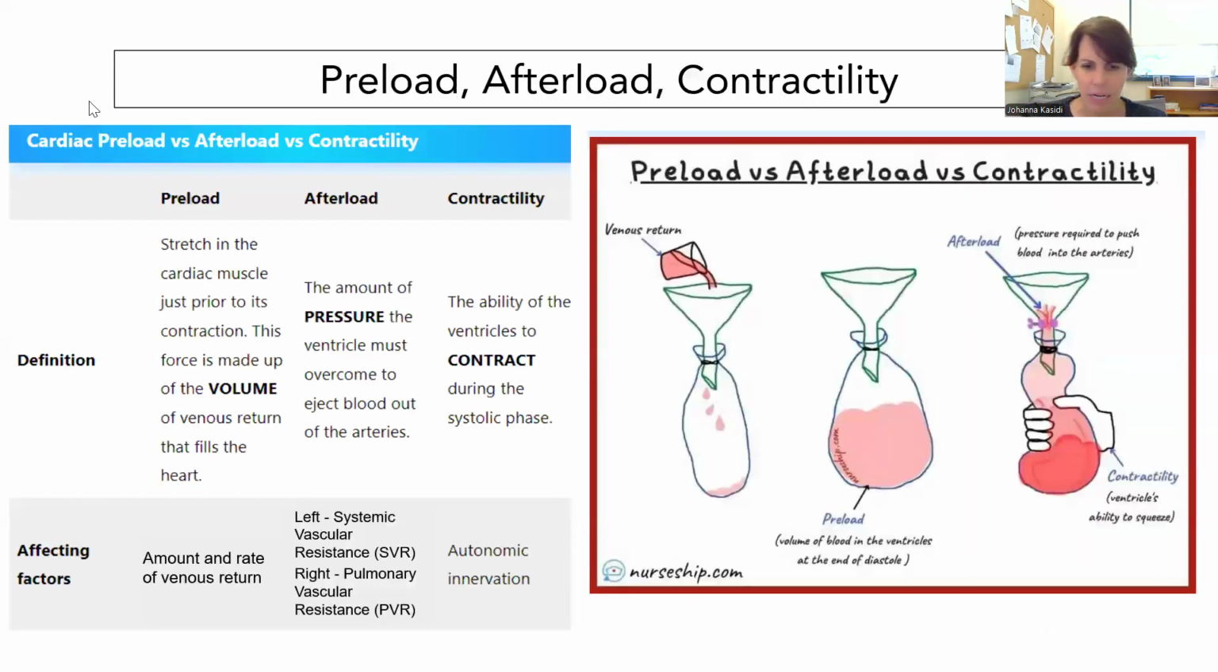And I like this slide. It's from NurseShip. It puts the three together and really shows what's going on. So here's our venous return. Here's our preload. Right here is the afterload, how much the left ventricle has to push against to get the blood out into the aorta. And here's the contractility, just the workload of the heart.